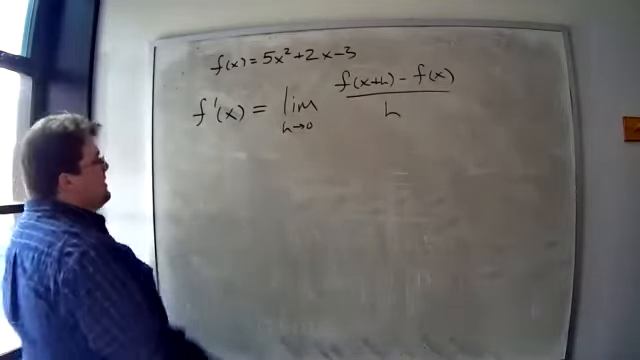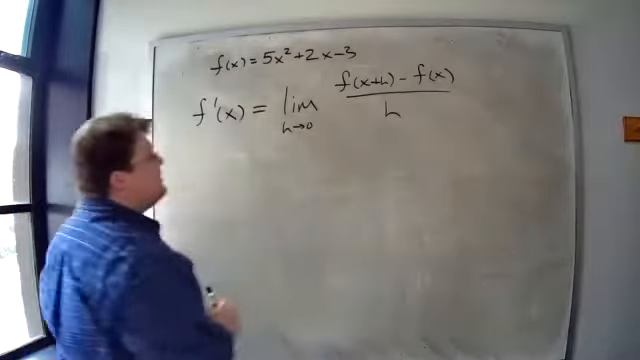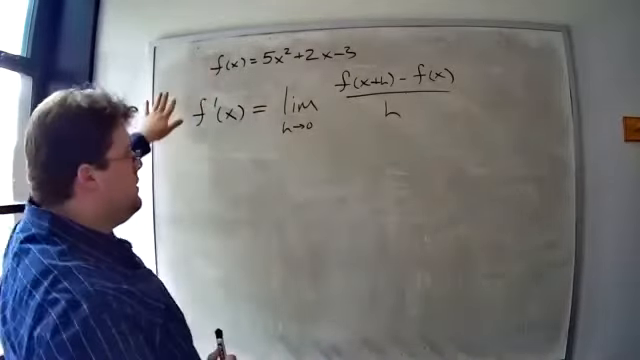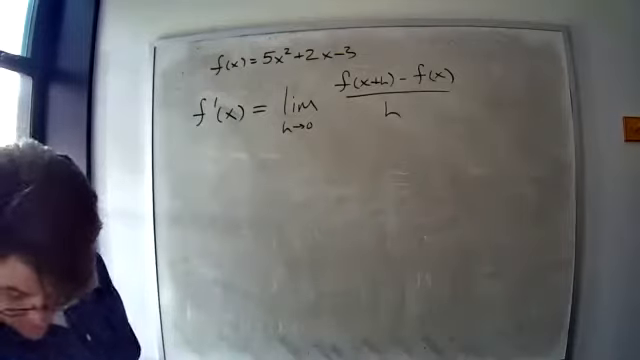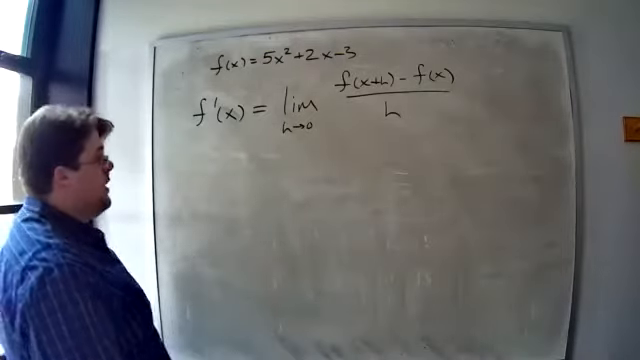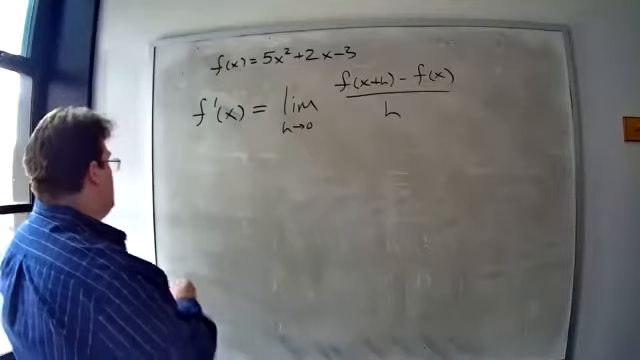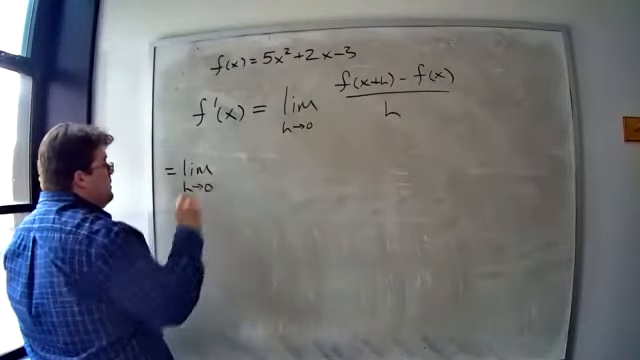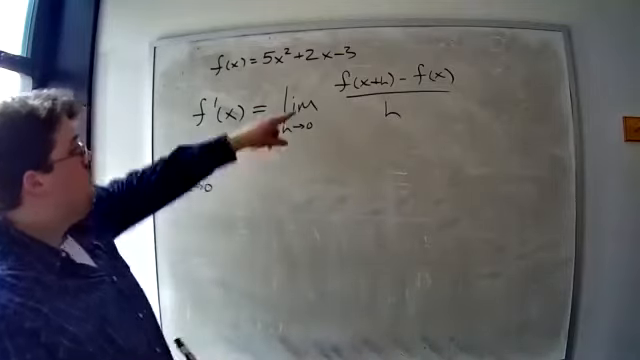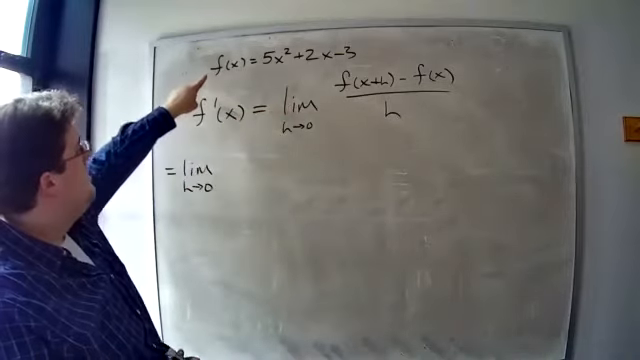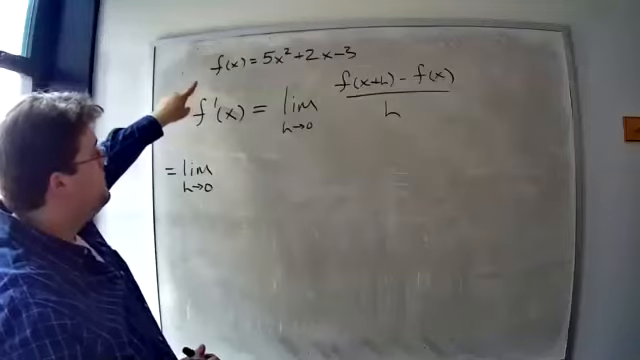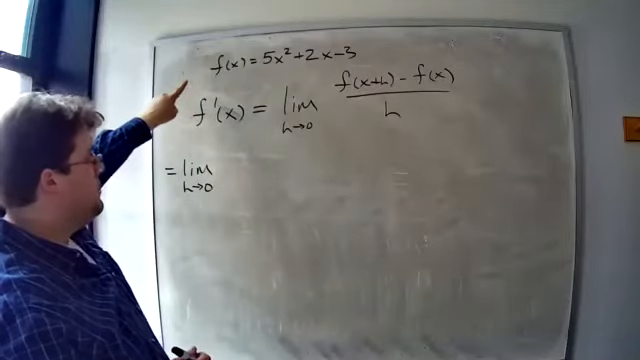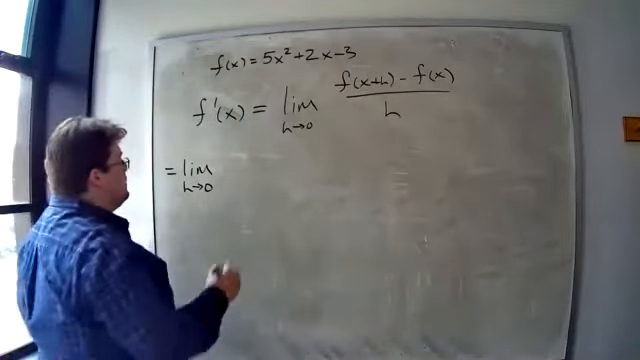So here we need to find this quantity for this function. And part A tells us that should simplify to 10 plus 2x. So let's do that. Limit as h approaches 0. We need f of x plus h. So there's f of x.